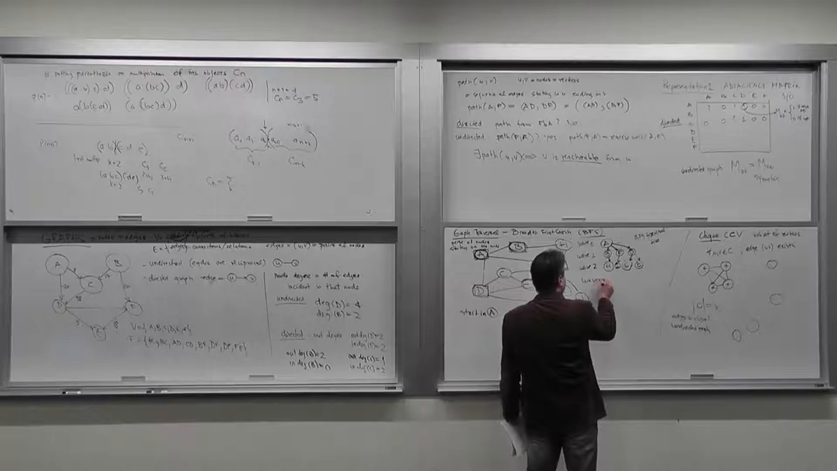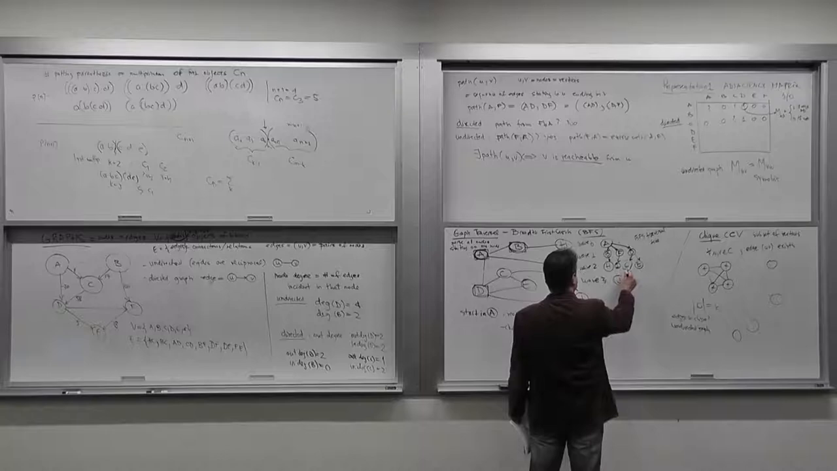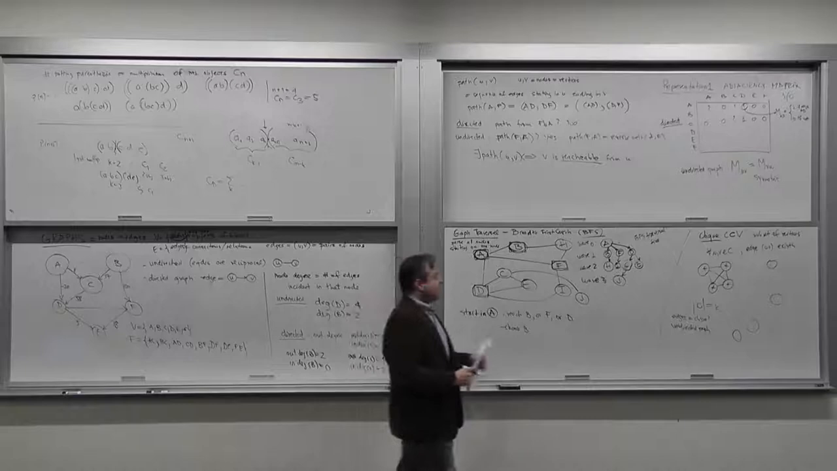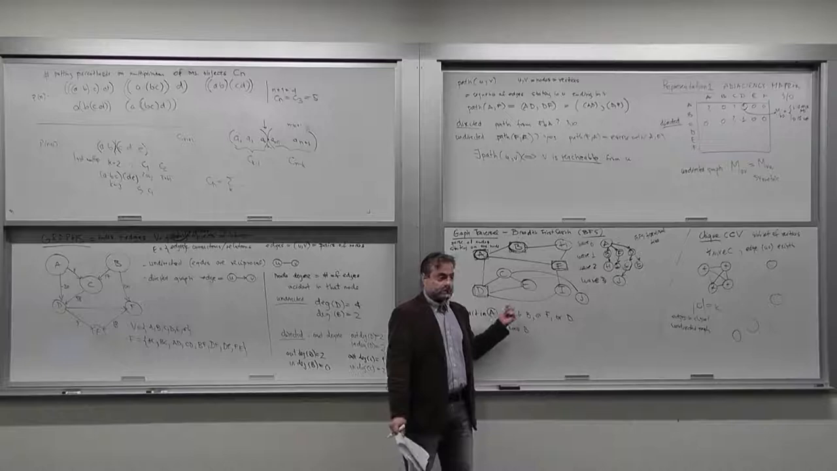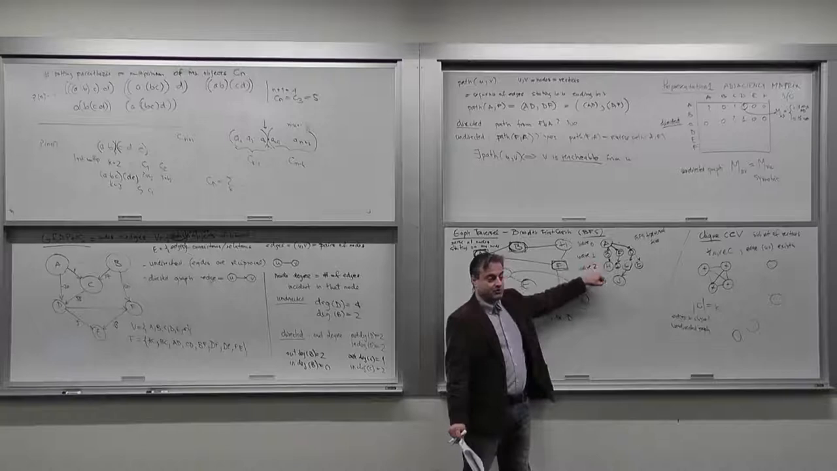Wave three, I'll have J, which is reachable from C. I don't want to put a node in wave 3 if it's reachable in wave 2. So everything that goes in wave 3, it must be that it's not reachable in one or two steps. Because if it would be reachable in one or two steps, it would be in wave 1 or wave 2.